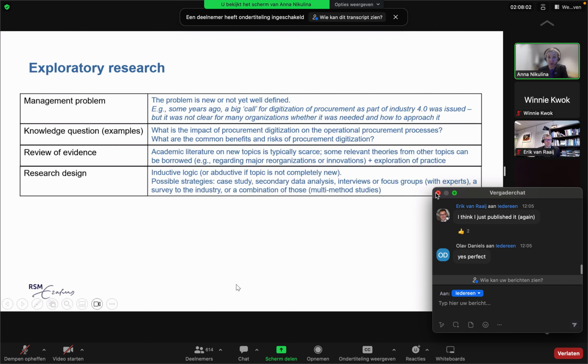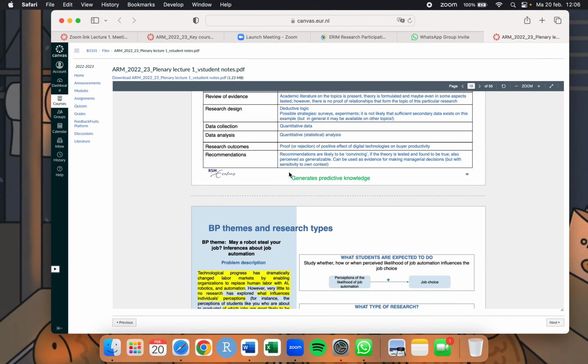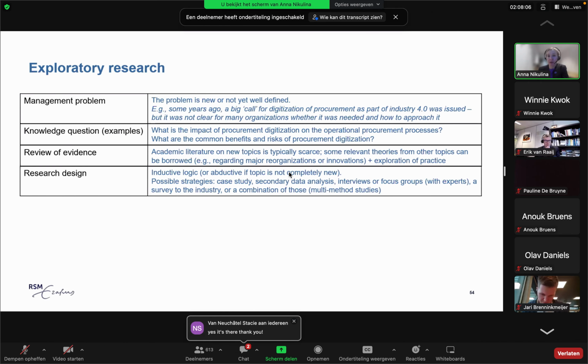Research design. Well, first of all, because we are really about to think about something very new, of course, we are dealing with inductive logic most likely. Yeah, we're trying to describe, classify something very new. Maybe it's abductive logic if the topic is not completely new, but it's, let's say, a spin-off of something that already exists.